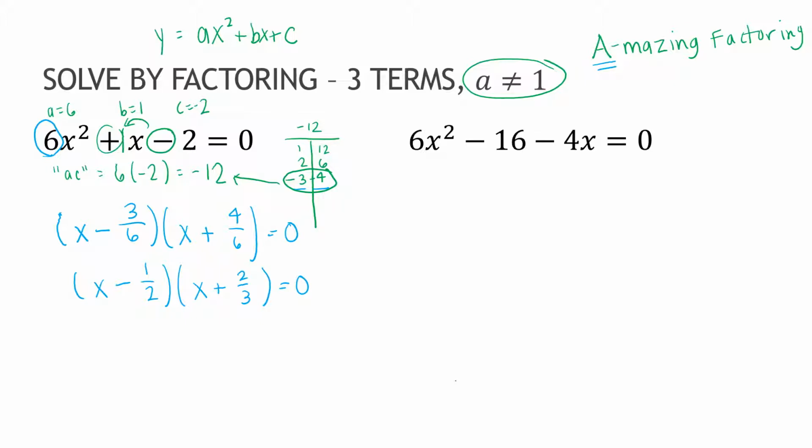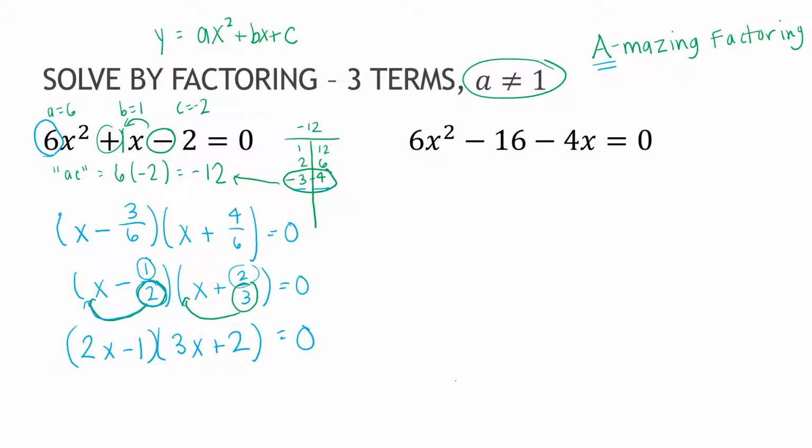And it's still not quite the format that I want. So what I'm going to do is if I'm left with a fraction, which I am, I'm going to look at these denominators and just stick the denominators out front. So what I have here is 2x minus 1 and 3x plus 2. So all I did was take the denominator and put it in front of the x and then make the numerator just a whole number.